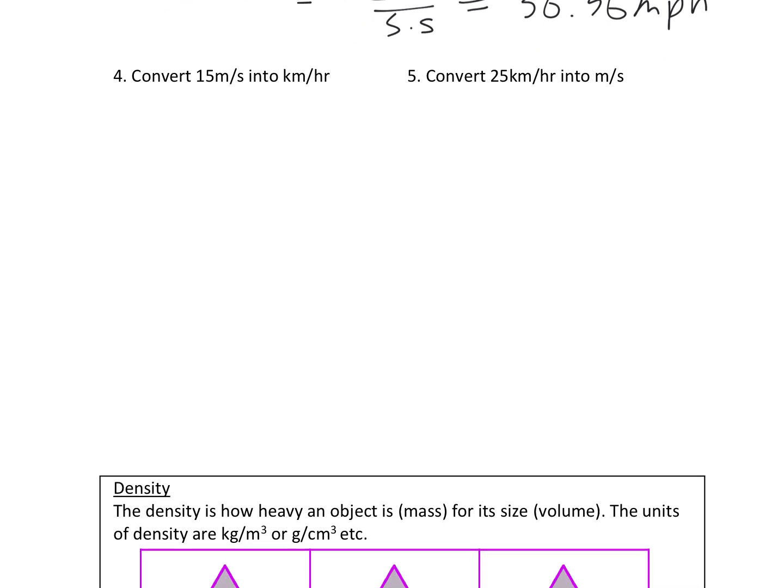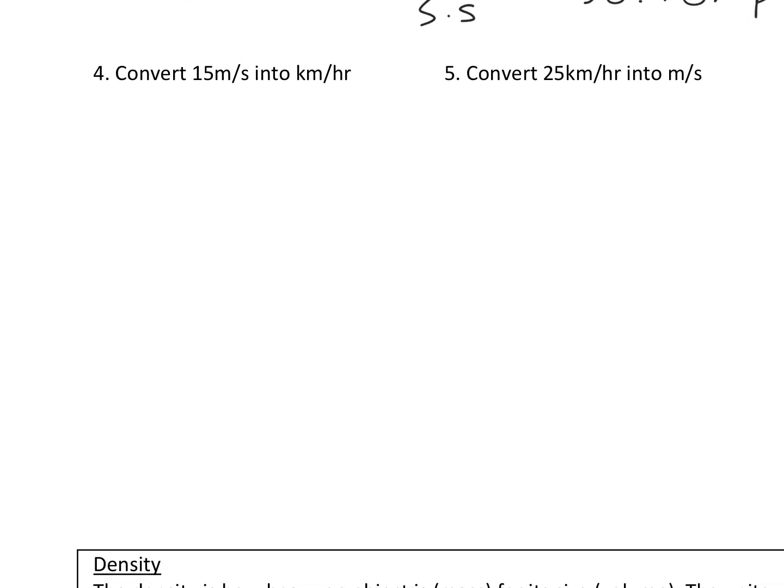Number 4, we have to convert from meters per second into kilometers per hour. If you travel 15 meters every second, then in 1 minute, you would travel 15 times 60 meters per minute. That works out to be 900 meters every minute.